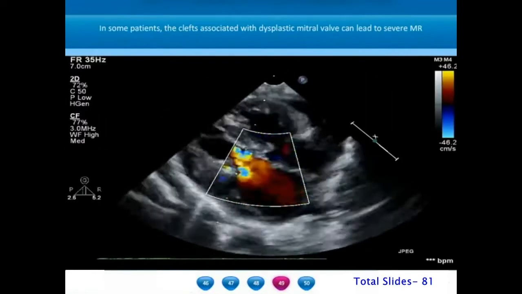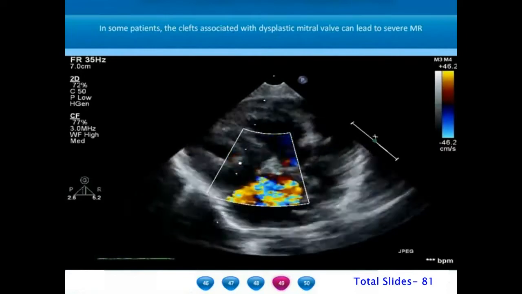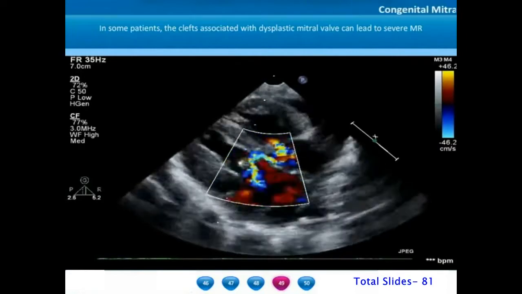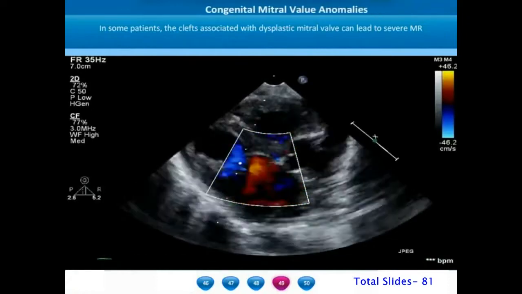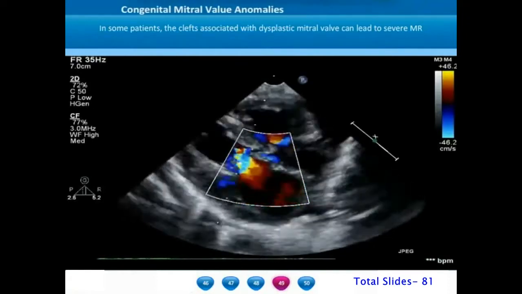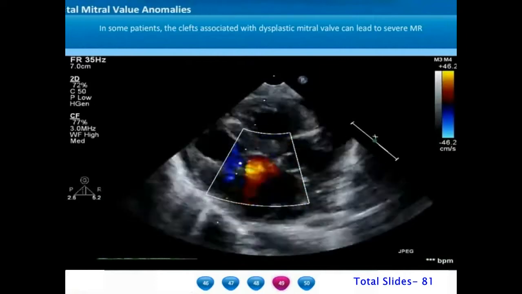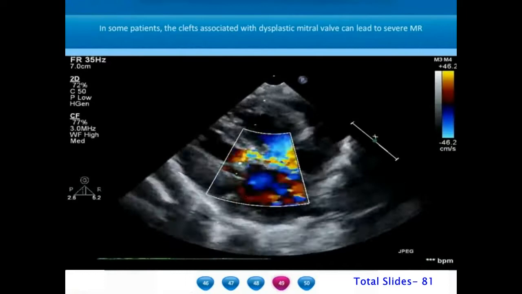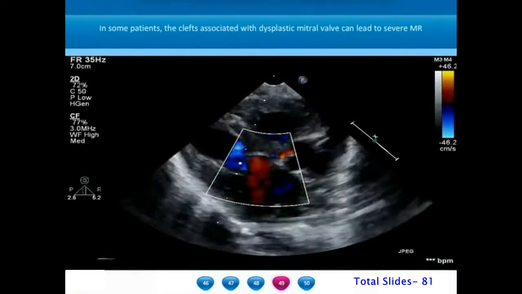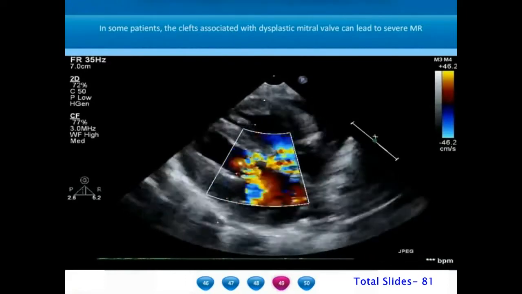While in the previous example, we have shown the cleft associated with mild mitral regurgitation, some of the dysplastic mitral valves associated with cleft may have severe regurgitation. In this clinical example, we can appreciate a substantial mitral regurgitation caused by a cleft in association with dysplasia of the mitral valve.